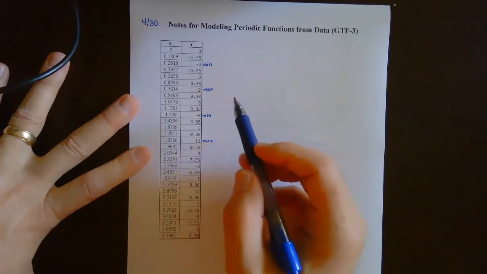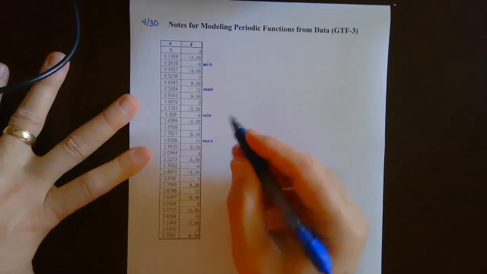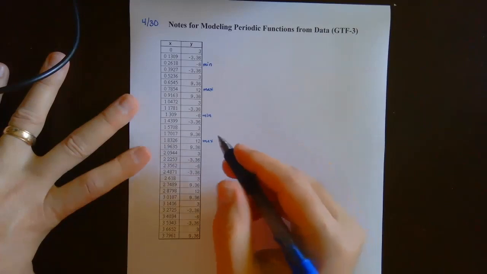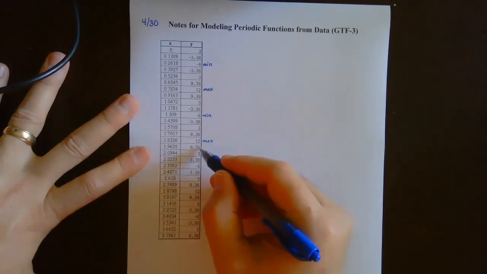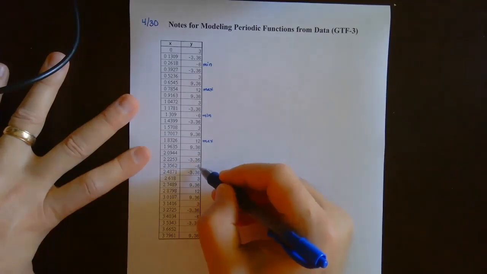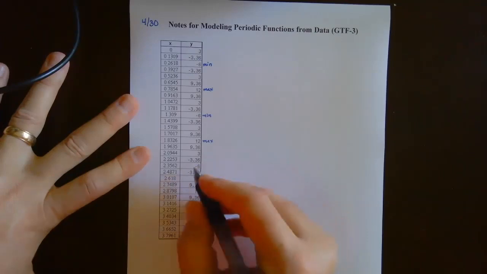So our max is going to be 12 and our min is going to be negative 6. You could also just go through the table and look for that. So 9.36, and then we're coming down to 3, down to negative 3.36, down to negative 6, negative 3.36. Now we just came back up, so this is a min again.